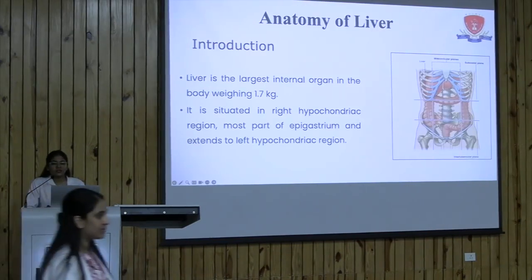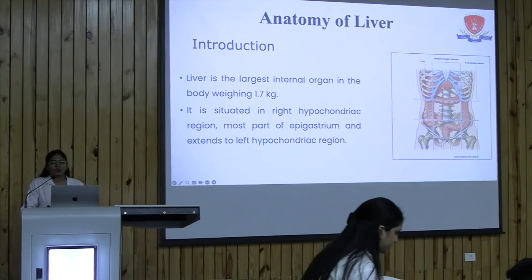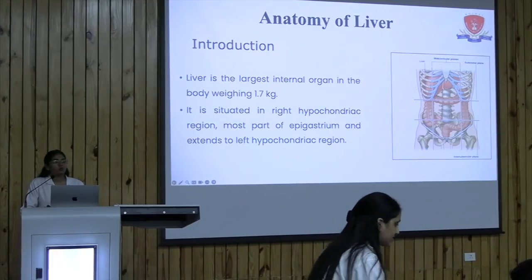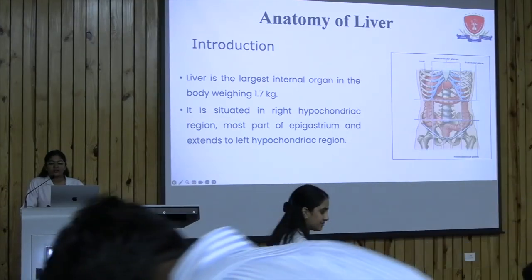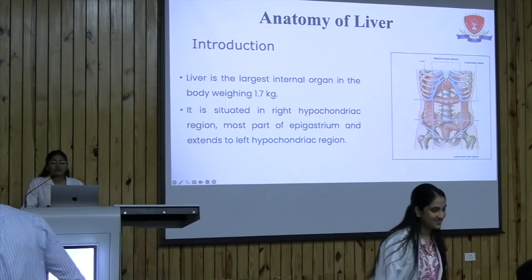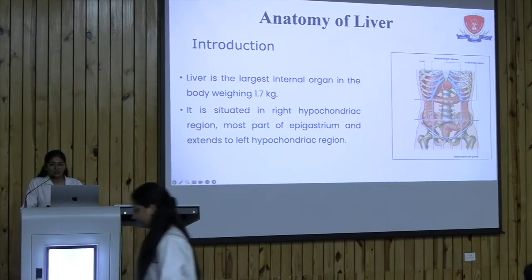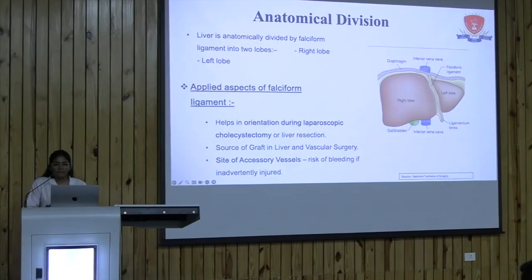Liver is the largest internal organ of the body which covers the whole right hypochondriac region, most part of the epigastrium, and extends to the left hypochondriac region. Its weight is about 1.7 kg in an average 80 kg man. Liver is anatomically divided into right and left lobes by the falciform ligament.